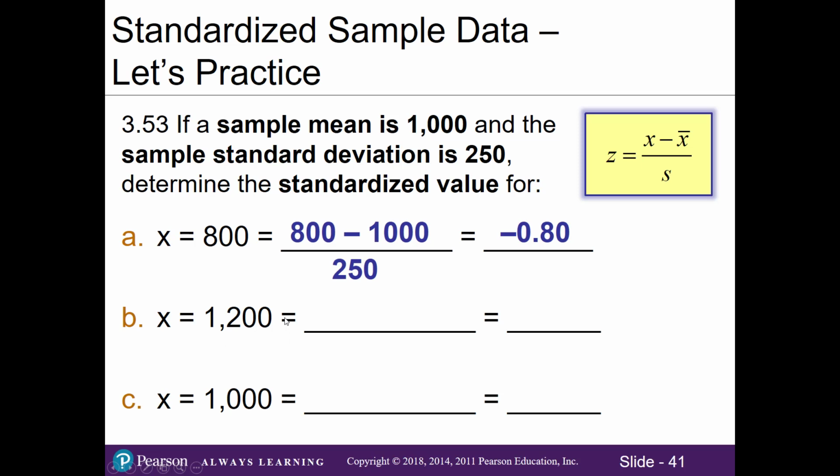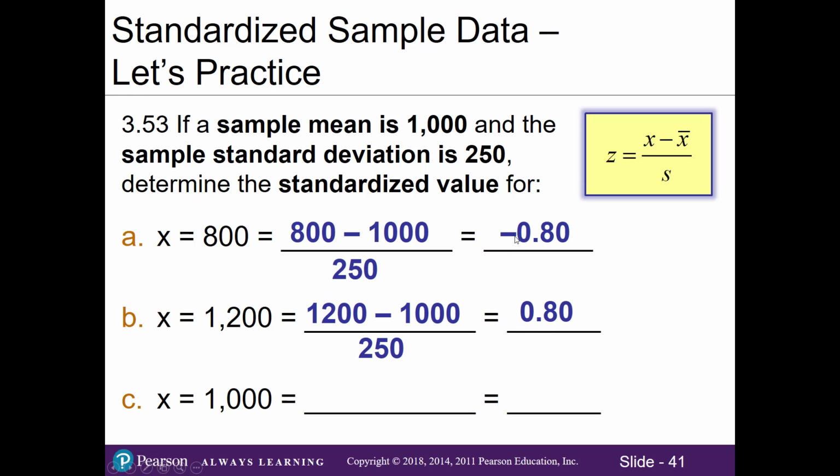In part B, our x value is 1200, so plugging that into our formula, we'll take 1200 minus our mean of 1000 and divide it by our standard deviation of 250. You'll notice my mean and standard deviation didn't change. The only thing that's changing is our x value, the thing we're trying to convert. So when I plug all of this into my calculator, I get a z-score of 0.8. In other words, 1200 is 0.8 standard deviations above the mean.